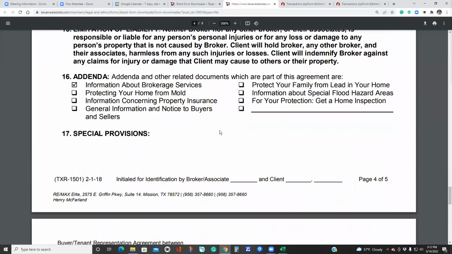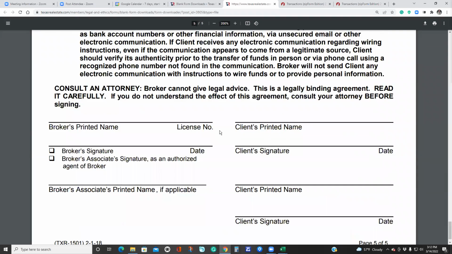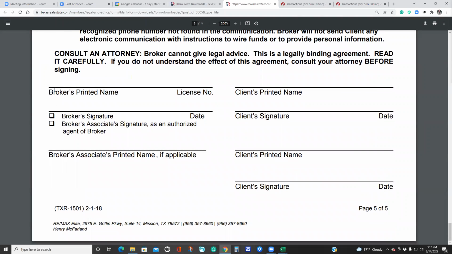All right, so then just a couple other little things on here is to make sure that on the bottom of it, where it says broker's printed name, that's going to be Remax Elite. And then of course, broker associates printed name, that's yours. And then you're going to highlight broker associates signature, and you will sign right here on this line, right? It has to be signed by you and them to make it an effective contract.